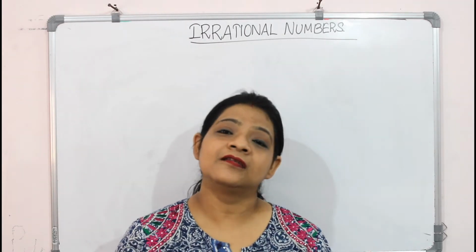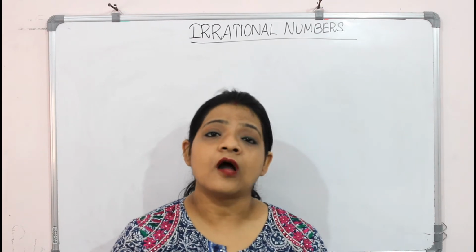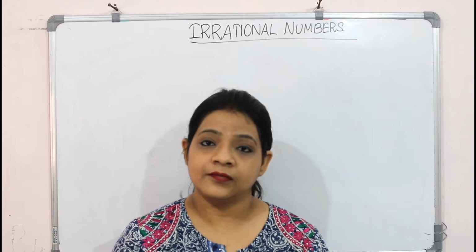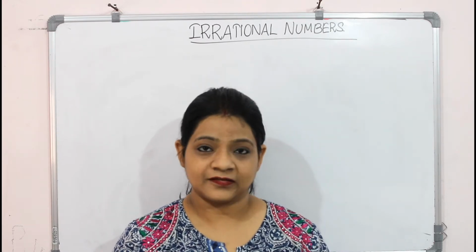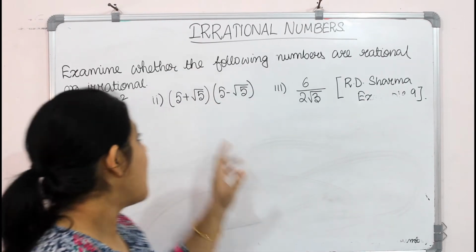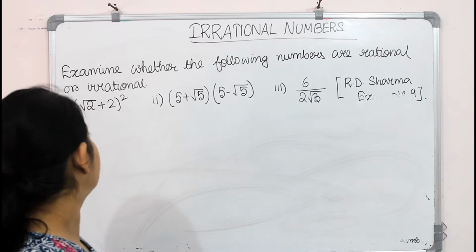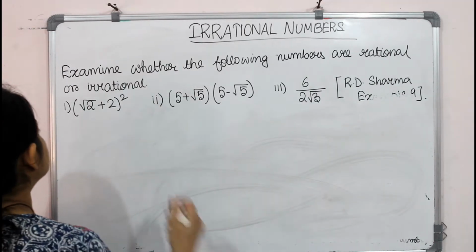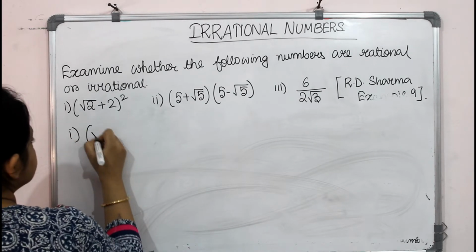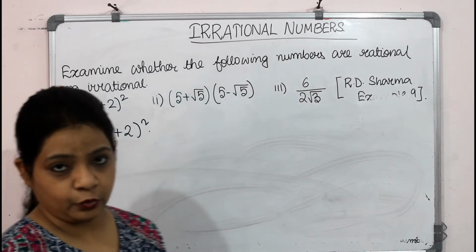So today is a continuation of the last class where we have solved some numericals on irrational numbers. So let's start today's class. Here you are asked to examine whether the following numbers are rational or irrational. So first sum, that is (root 2 + 2) whole square. So this type of sums has a different approach.